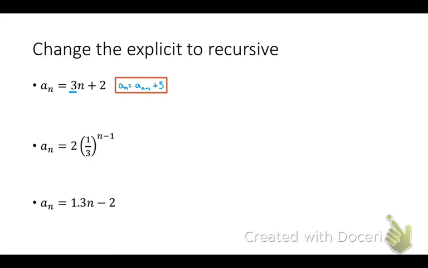Same way whenever it's a geometric explicit rule, what's the only number that I'm worried about? The 1/3, because that's the number that keeps getting multiplied. So I'm going to have a sub n equal to 1/3 times whatever my previous term was. If you want to put a parenthesis around it, you can. That's fine. It all means the same thing. But you just have to look at the common difference or the common ratio, depending on which one you have.